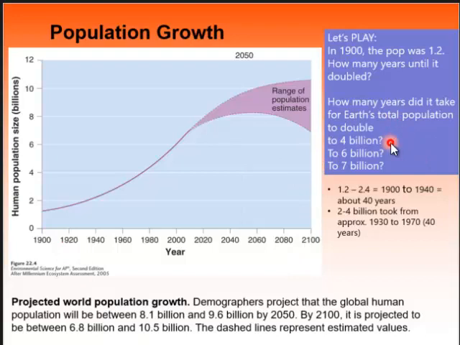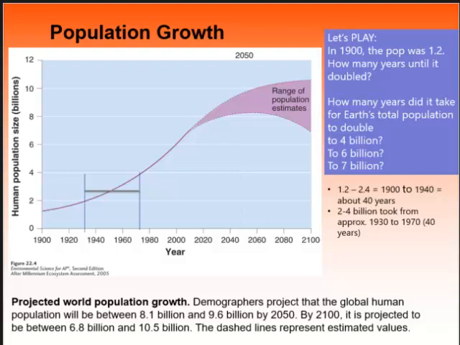How many years did it take for the Earth's total population to double to 4 billion? So 4 billion is here. And half of 4 billion is 2 billion. And that's about 1930 to 1970. So this population doubled from here to here in just 40 years. That 40 has nothing to do with the other 40.